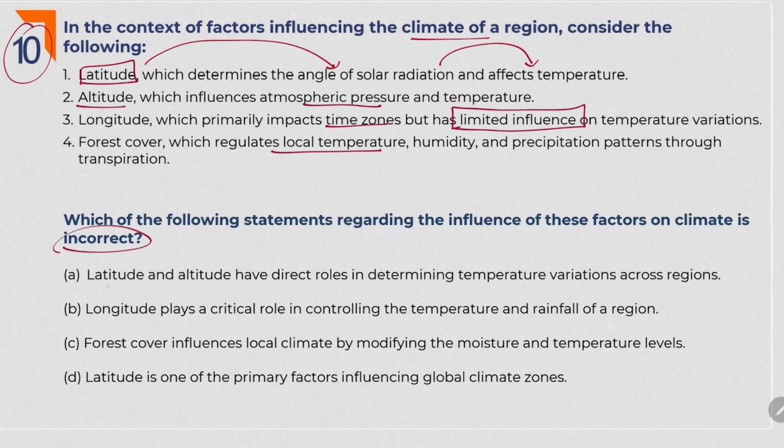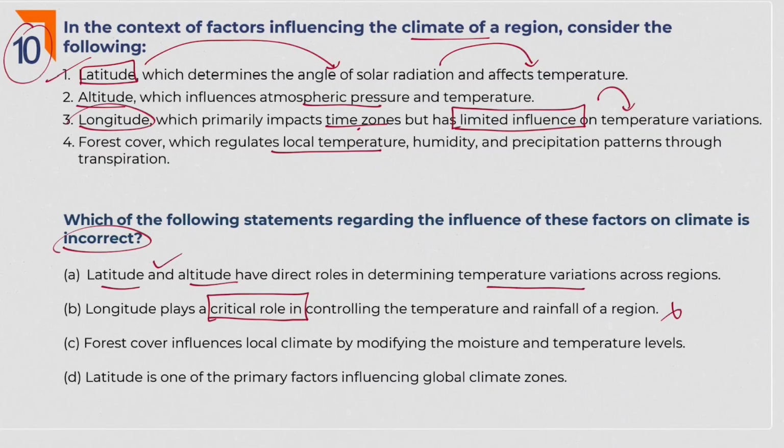If you see, they are mentioning latitude and altitude have direct roles in temperature variations across regions. Obviously they gave in question itself that latitude affects the temperature across different regions. So this is right. Second one, longitude plays a critical role in controlling the temperature and rainfall of a region. See, in the question itself they are telling that longitude impacts the time zones, but it has limited to no influence on the temperature variations. But here they are telling that it plays a critical role in temperature. So obviously it is wrong. Longitude is just meant to divide the time zones.